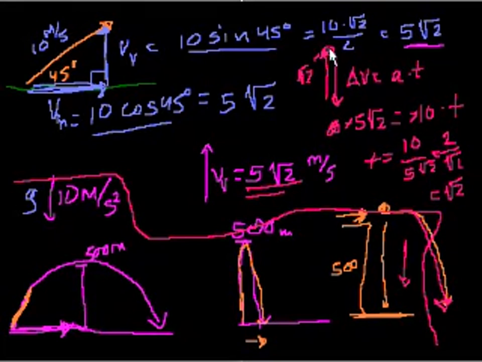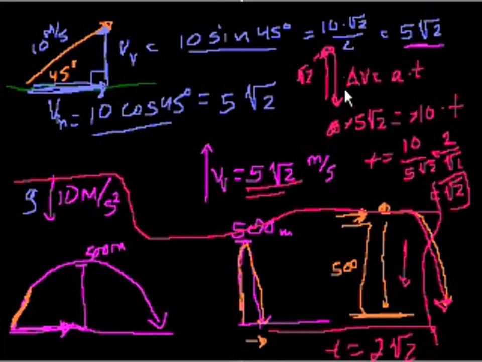But then it's going to take the exact same amount of time to come back down. So the total time in the air, and I know I'm doing this very messy, is 2√2, just 2 times this, because it takes the same amount of time to go up as it does to come down.